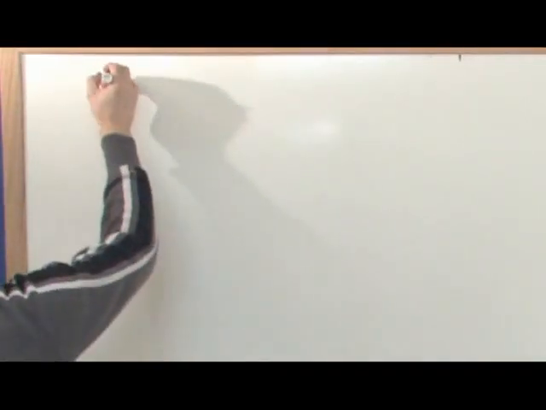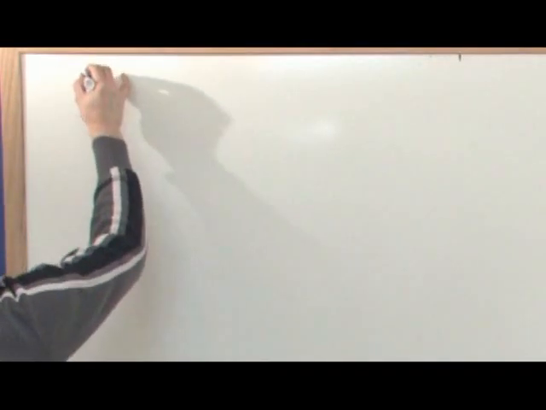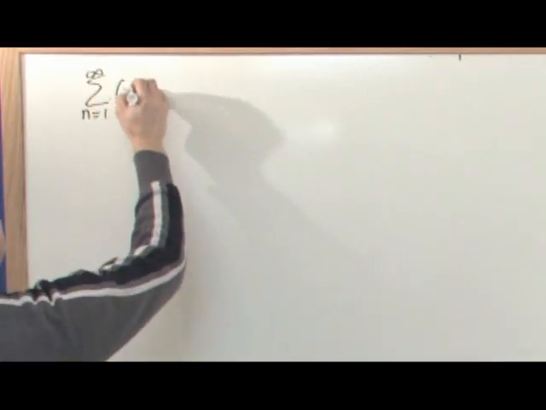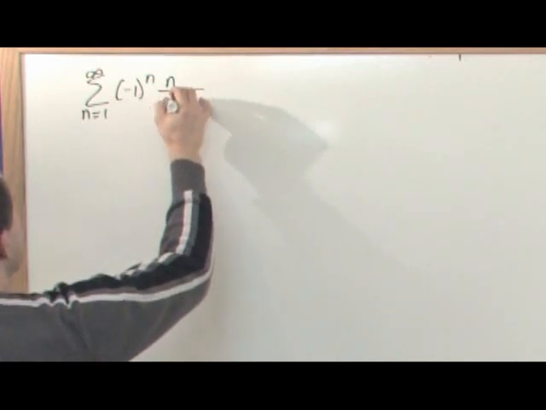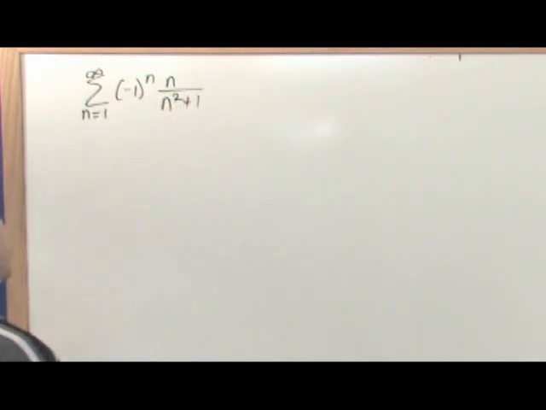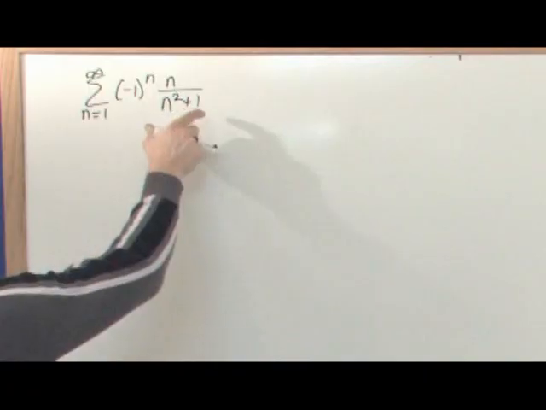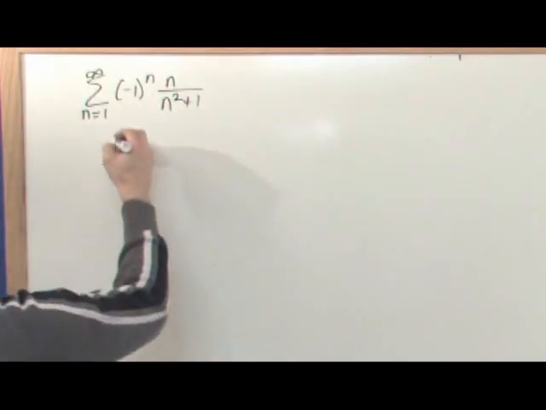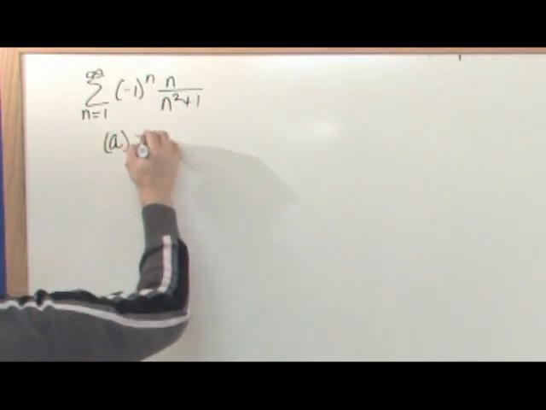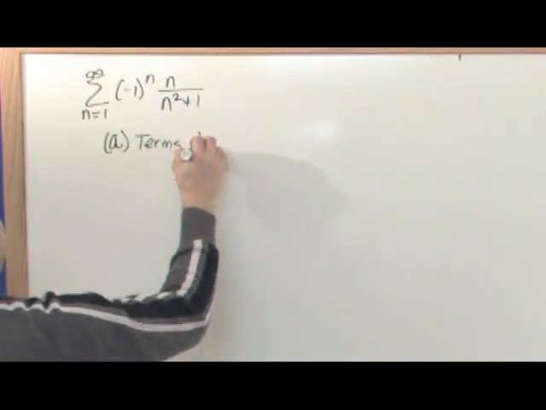Now, what if you had this series, the sum from n equals 1 to infinity of negative 1 to the nth power, n over n squared plus 1. That was your series. This makes it alternate, and this is the numerical part of it. So we want to do, first things first, part A. Do the terms decrease? Okay.